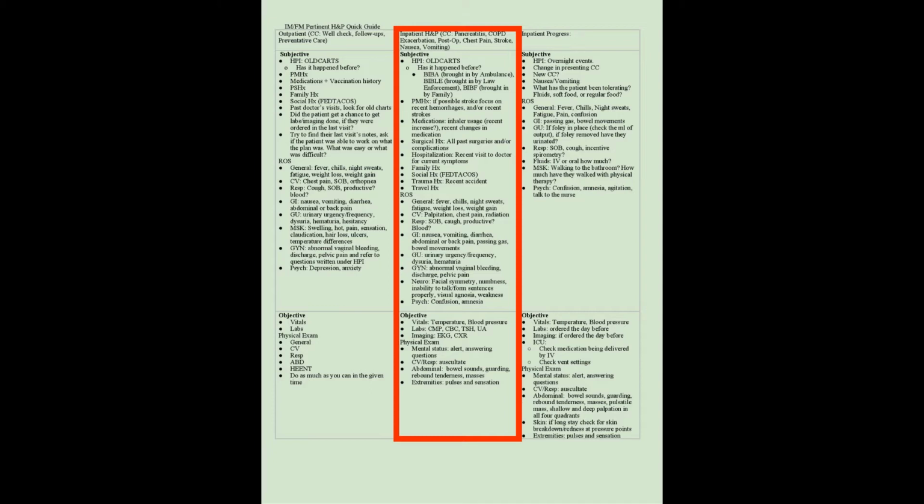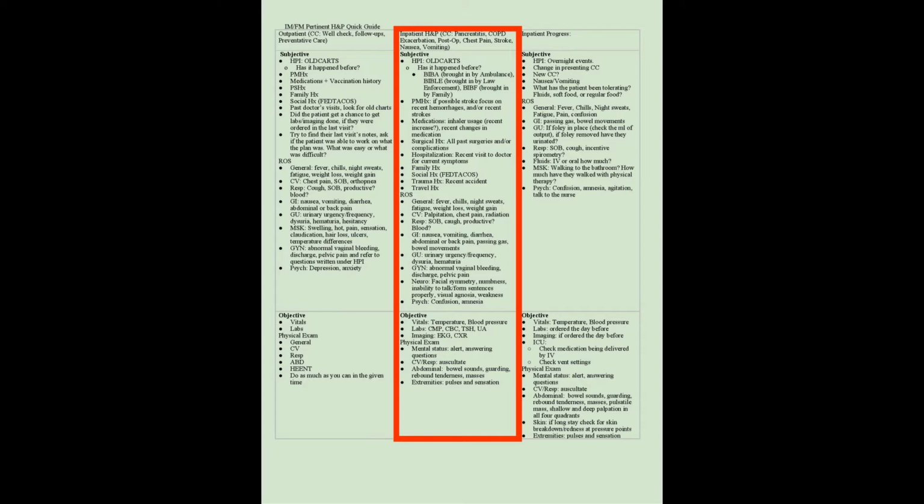Then you want to ask for their medications. Focus on inhalers if they have an issue with COPD. Have they been using their inhalers more often than usual in the past few days? What's been going on? Write down all their medications, what they've been taking, what they've not been taking, why they haven't been taking it. Any surgical histories, hospitalizations, the good stuff, family history, social history, trauma, travel.